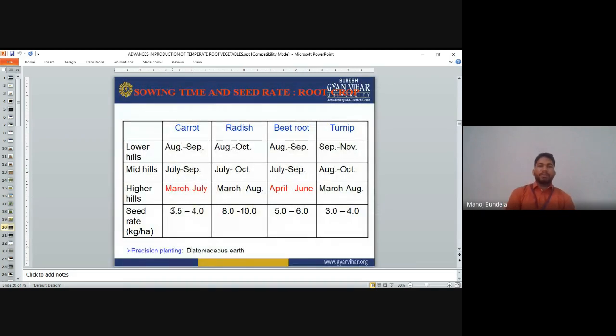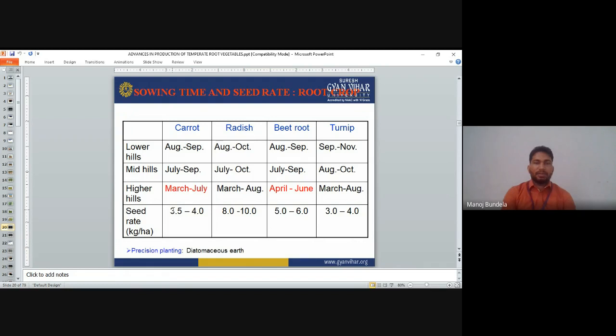So, sowing time, seed treatment and seed rate for root crops. Normally in carrot, radish, beetroot and turnip. In lower hills, the time of sowing is August to September. In mid hills, it is July to September. In high hills, it is March to July. And the seed rate is 3.5 to 4 kg per hectare required for carrot.